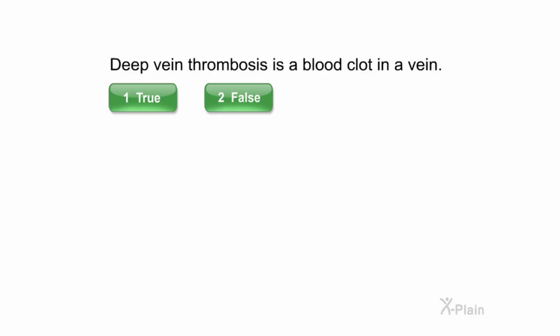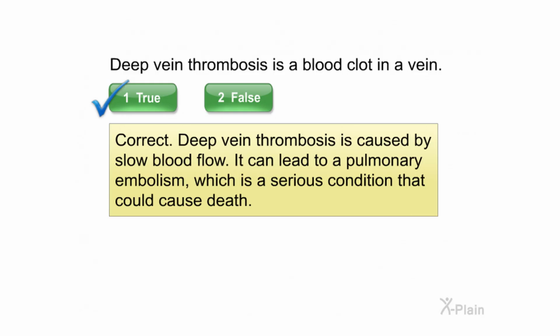Select true or false. Correct. Deep vein thrombosis is caused by slow blood flow. It can lead to a pulmonary embolism, which is a serious condition that could cause death.